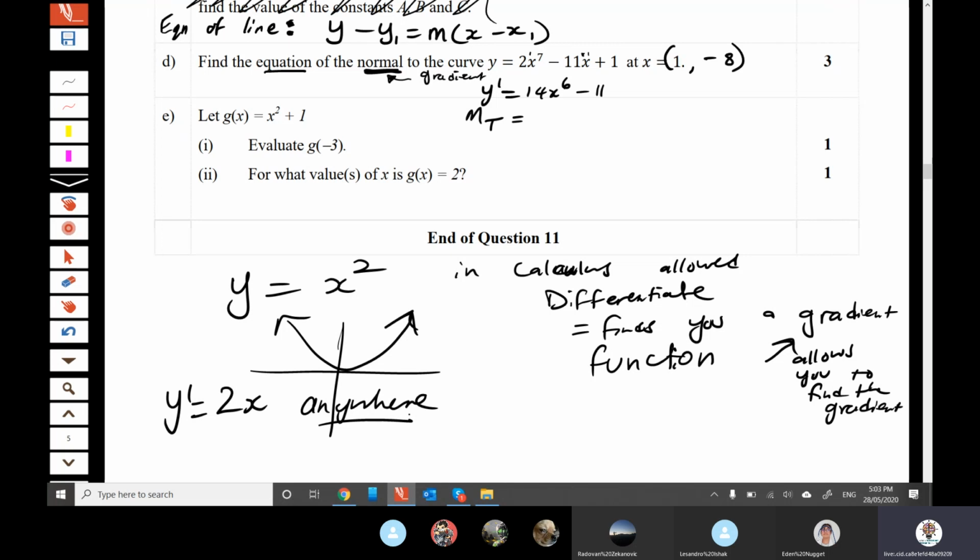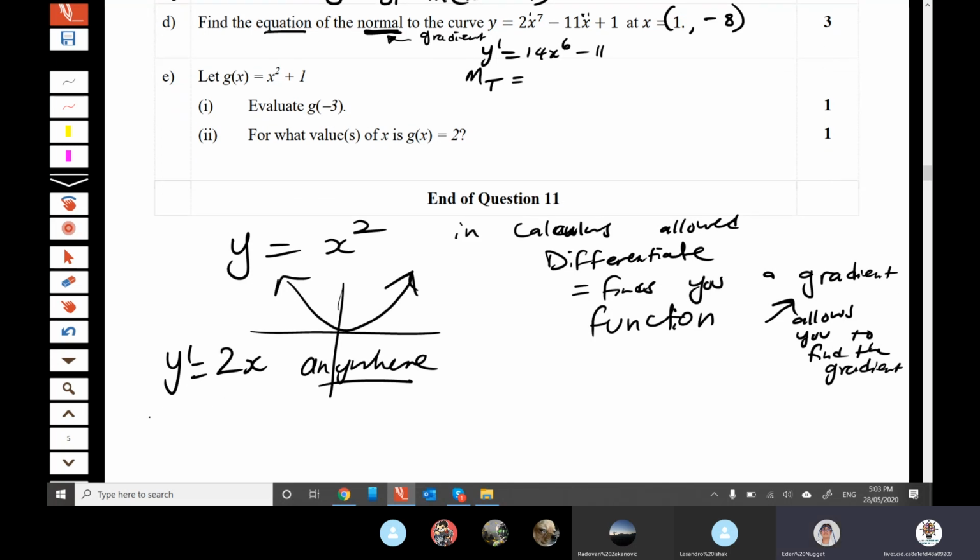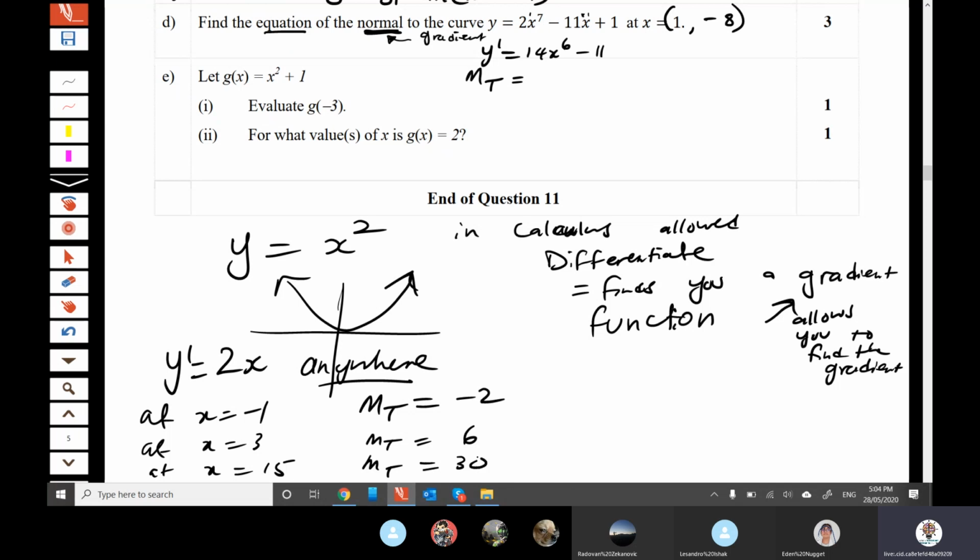I don't want it anywhere. I want it specifically at x equals -1, x equals 3, x equals 15. What's the gradient of my tangent at -1? What do I do to find the gradient of my tangent? First you differentiate. Once you find it, that's called your gradient function, which allows me to find my gradient. I've got to sub it in specifically there. So at -1, it's -2. At 3, it's 6. At 15, it's 30.